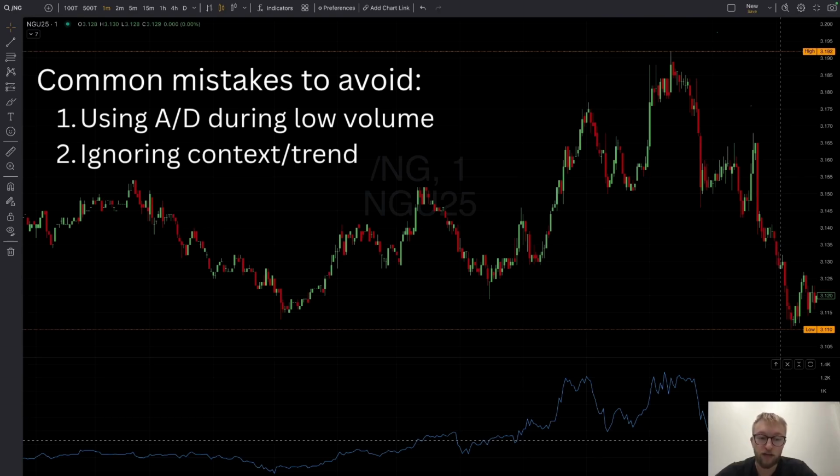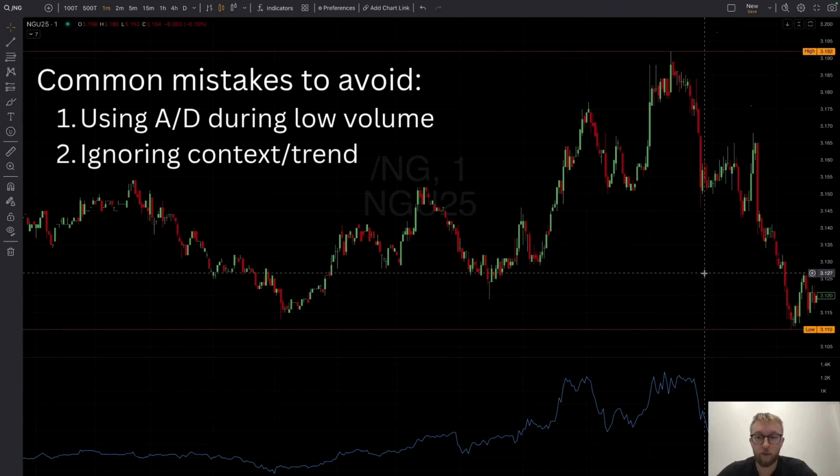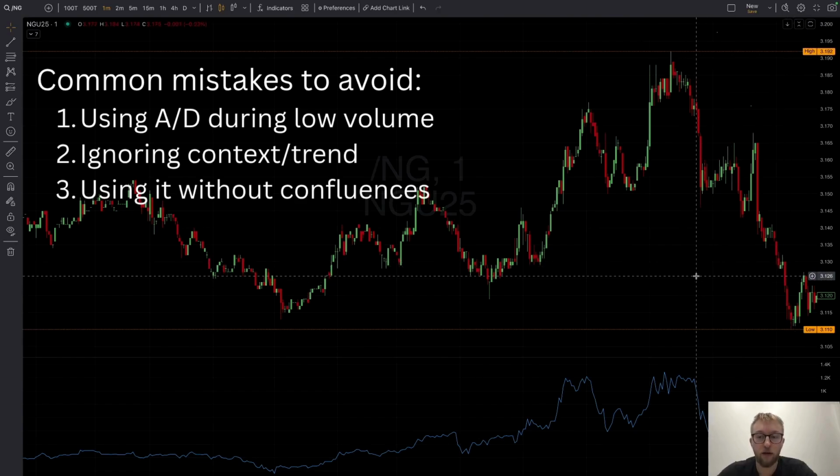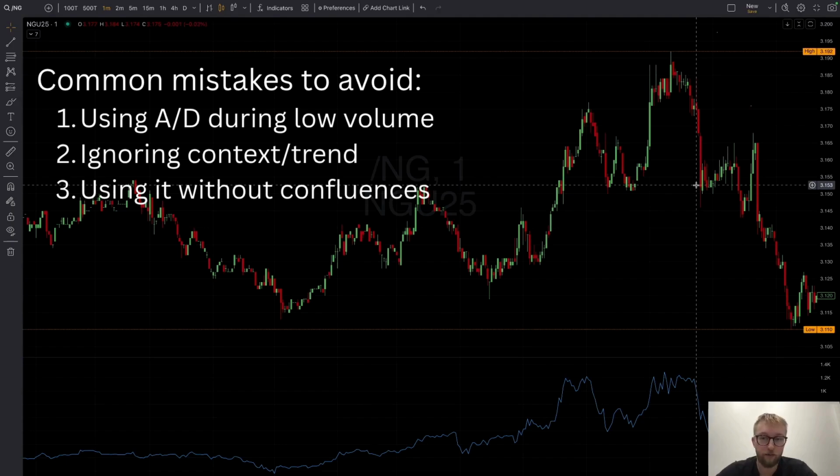Don't ignore context. Don't use the AD in isolation. You can't trade just looking at this blue line chart. You need to understand the bigger picture. You need to have more pieces of the puzzle to understand what's going on. Use it as confirmation for ideas you already had. Don't chase moves without confirmation. And that's it. That's the accumulation distribution indicator.